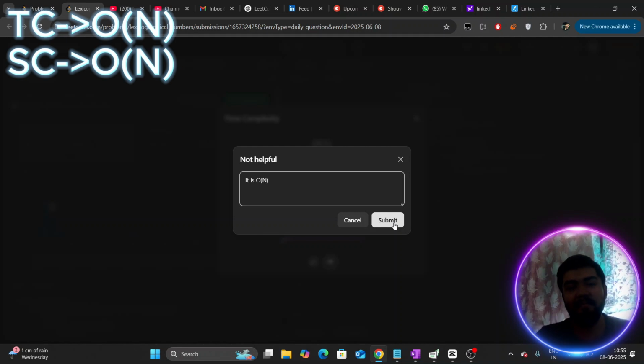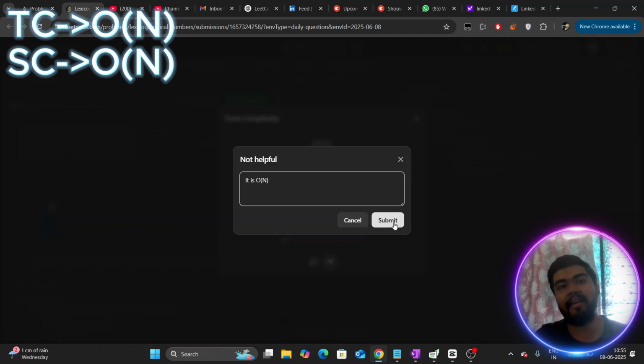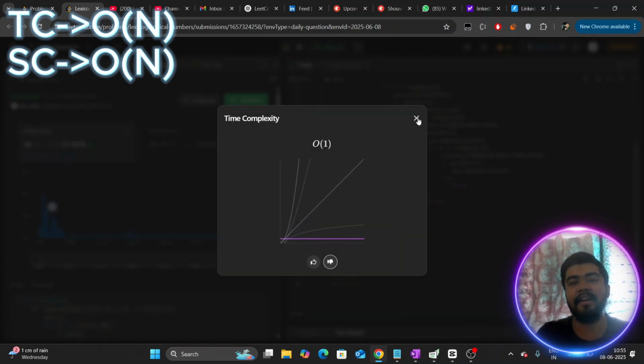That is not correct because we are generating all the numbers till n, right? 5 into 10 raised to the power 4. We are generating all the numbers. If it is a constant, then how is it going to generate the numbers? So yeah, it is not able to catch it. So it is stating big O of n.